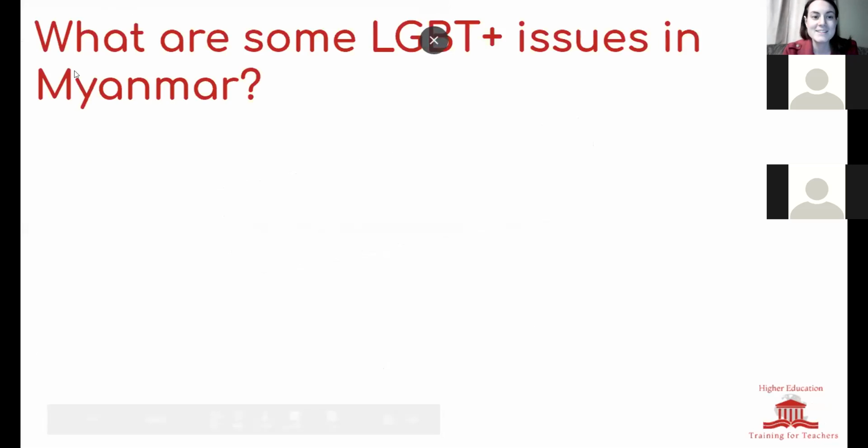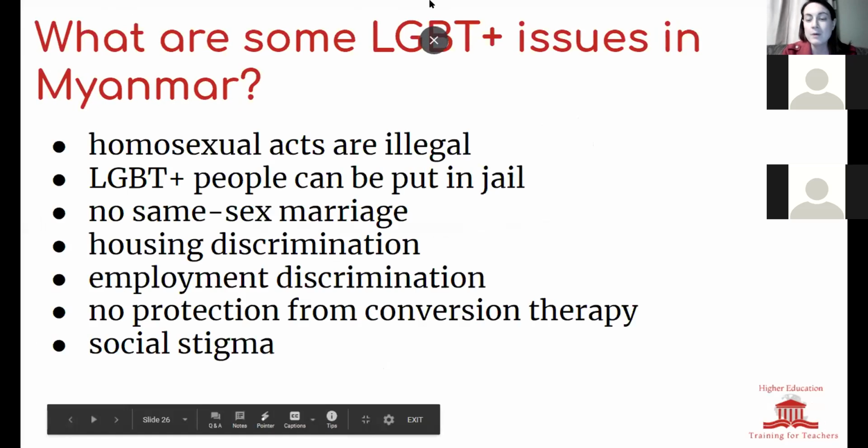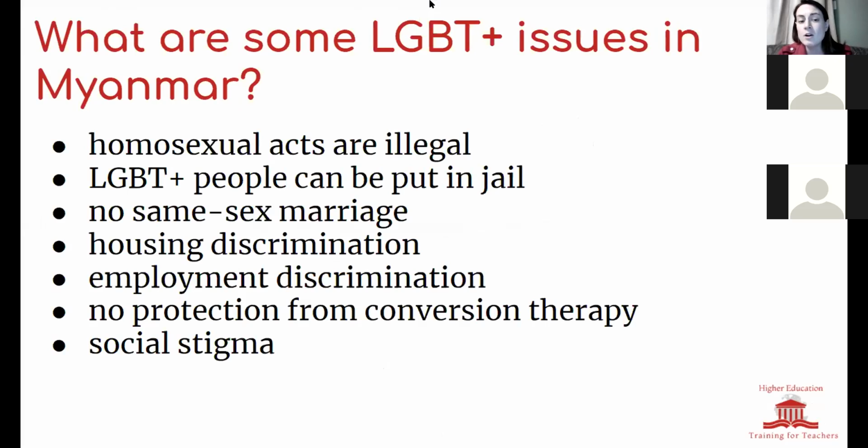Okay. So that kind of took a long time, but we already talked about some issues. But we're going to look at some specific issues in Myanmar. So in Myanmar, homosexual acts are illegal. So LGBT plus people can be put in jail. There's no legal same-sex marriage. There can be discrimination for housing. There can be discrimination based on employment, legally, we're saying.